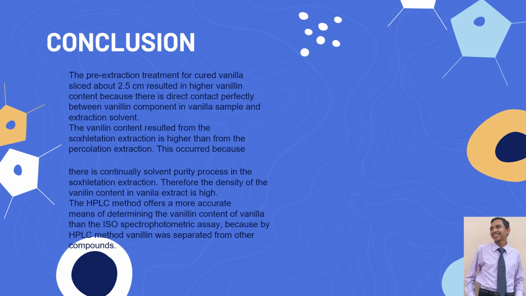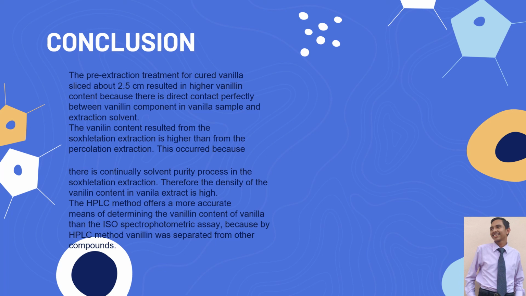Bismillahirrahmanirrahim. For the conclusion, the pre-extraction treatment for cured vanilla sliced about 2.5 cm resulted in higher vanillin content because there is perfect direct contact between the vanillin component in the vanilla sample and the extraction solvent. The vanillin content resulting from the circulation extraction is higher than from the percolation extraction. This occurred because there is a continual solvent purification process in the circulation extraction. Therefore, the density of the vanillin content in the vanilla extract is high.